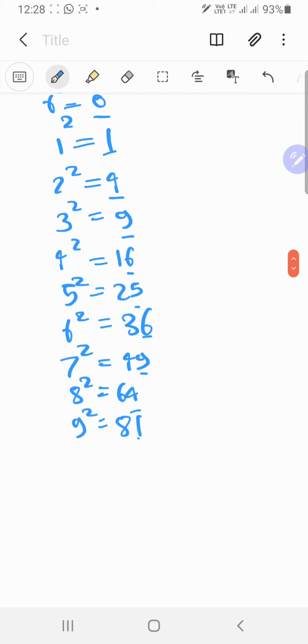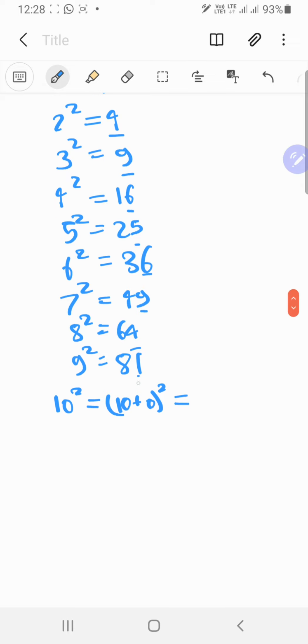Okay, and then if you want to go further, maybe let's go to 10 squared. Well, 10 squared can be written as 10 plus 0 squared, and you will notice that if we expand this by using the a plus b squared identity, you're going to get 10 squared plus 2 into 10 into 0 plus 0 squared, and notice that all but the last term will always be a multiple of 10. So finding the remainder of this thing when you divide by 10 is the same thing as finding the remainder of 0 squared when you divide by 10.